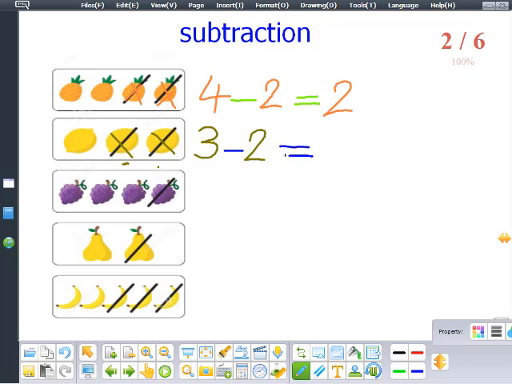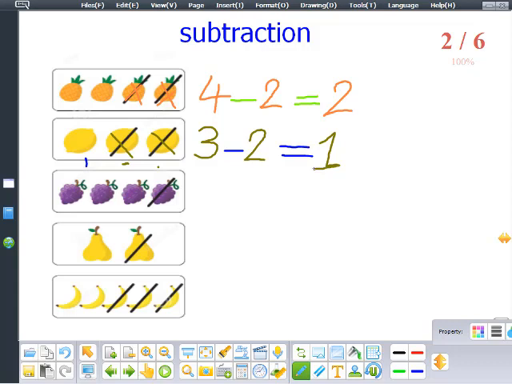And here we put equal. 3 minus 2 equals what? How many lemons remain now? When I took away 2 lemons, how many remain from the 3? 1. Just 1 lemon remains here. So 3 minus 2 equals what? Equals 1. Excellent. 3 minus 2 equals 1.